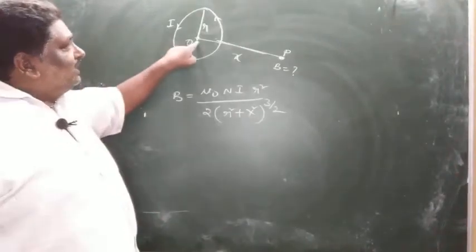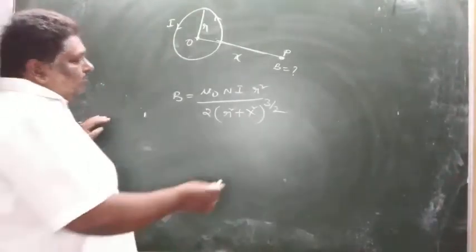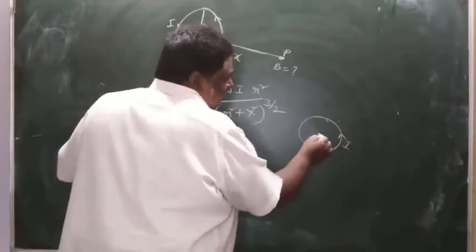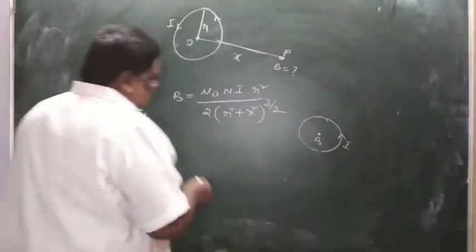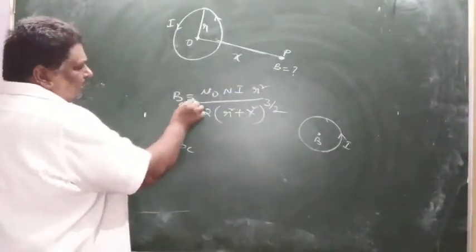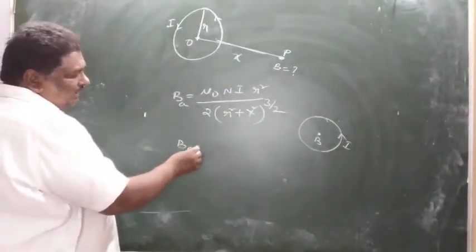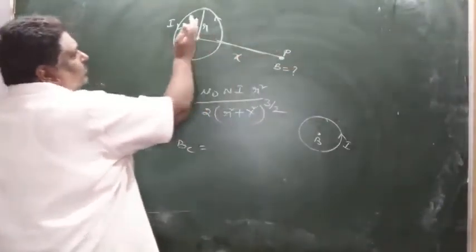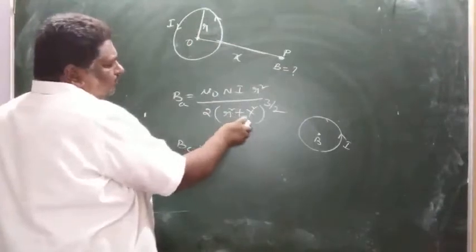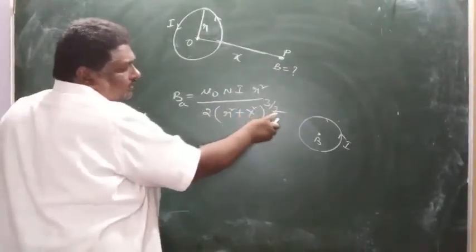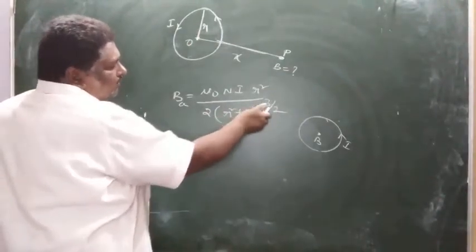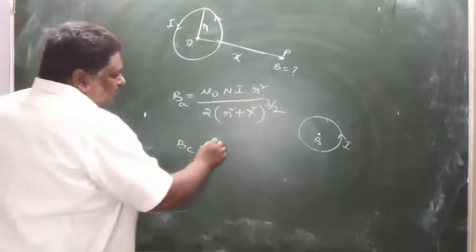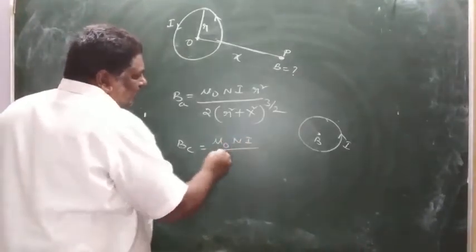Suppose we want it at the center, what is the magnetic field? Here is the circular current carrying conductor. At the center, what is the magnetic field? A means axis, C means center. At the center, what is the x value? It is 0. So r square over r power 3 by 2, that is r cube. The 2 cancels, r square cancels, and r remains. So B is mu naught N i by 2r.